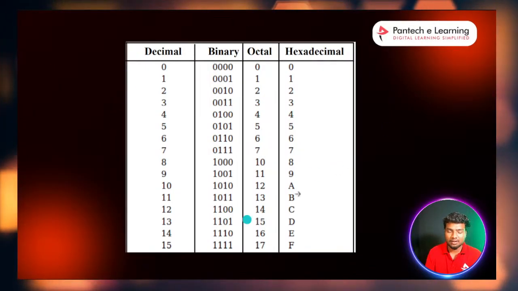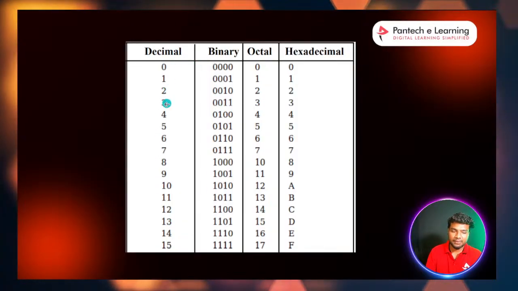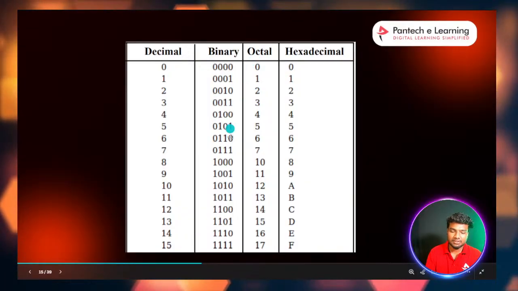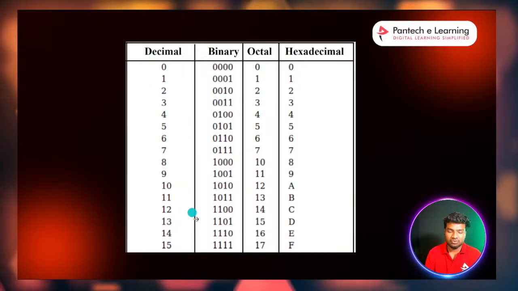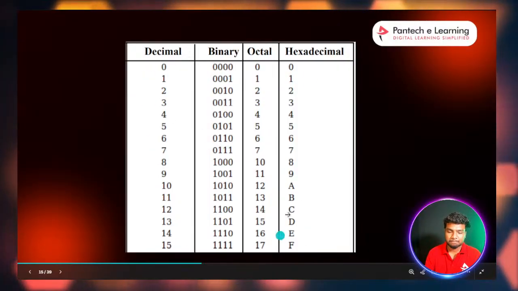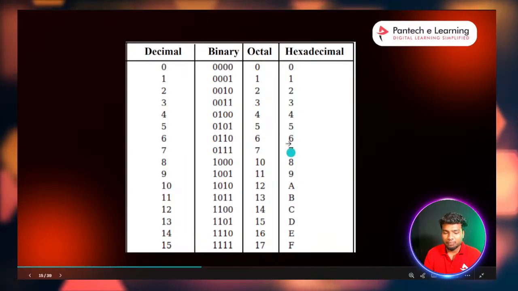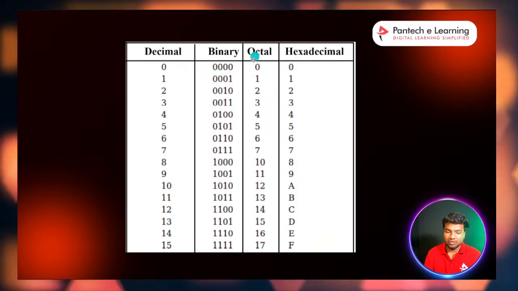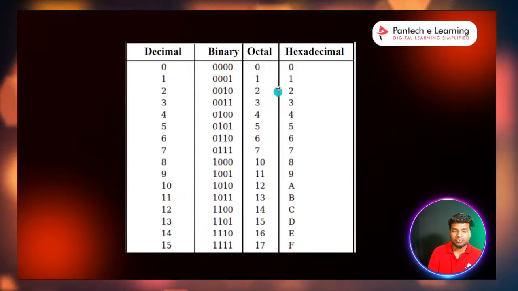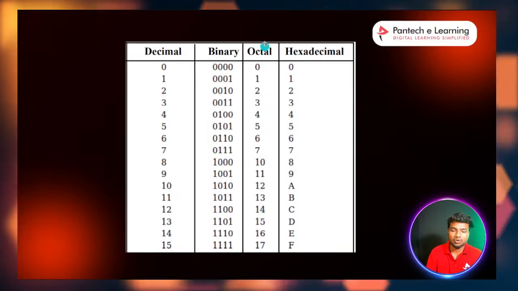So this looks like all the number systems. Here is the representation of decimal 0 to 15 in binary. Here is the representation of decimal 0 to 15 in octal. This is the representation of 0 to 15 in hexadecimal. Binary and hexadecimal are easy to understand. But you can see octal here. It starts from 0, and octal means base 8, so it goes up to 7 only, which is 0 to 7.